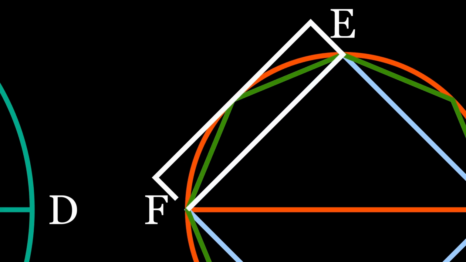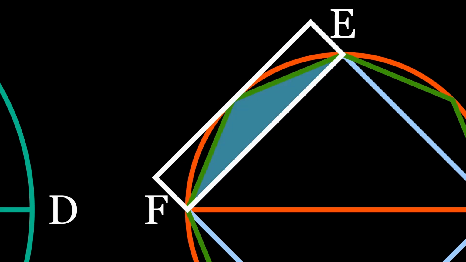If we construct this parallelogram as so, the triangle made by the octagon and square is equal to half the parallelogram, as easily seen. The parallelogram is bigger than the circle segment, so the triangle is greater than half the circle segment.